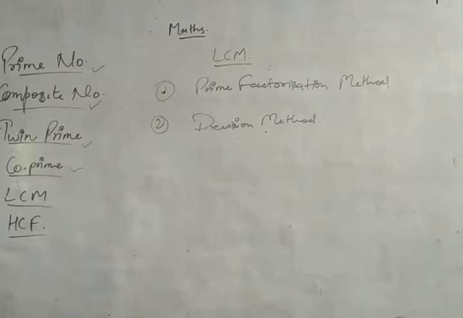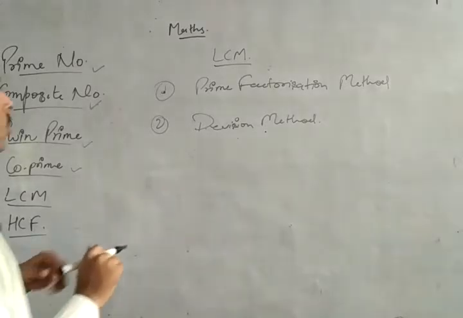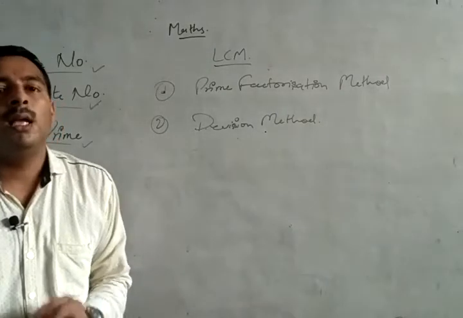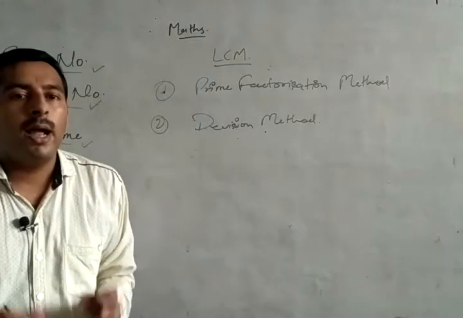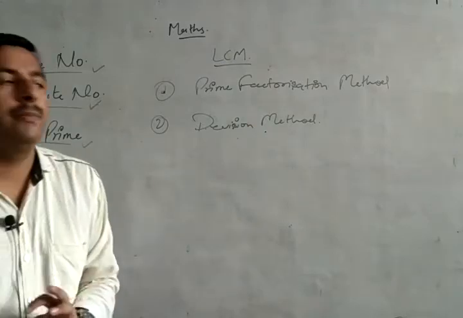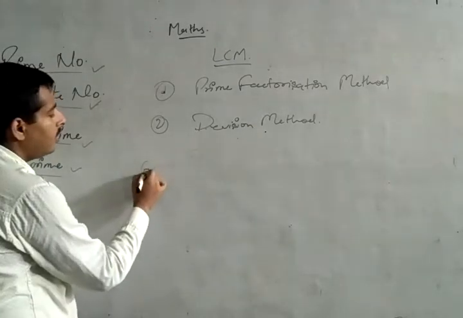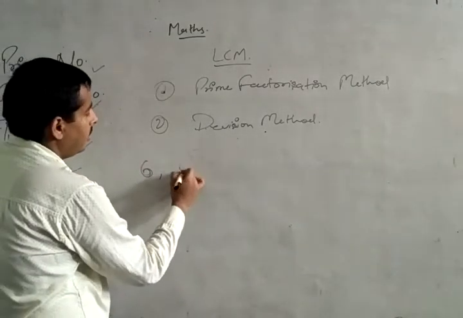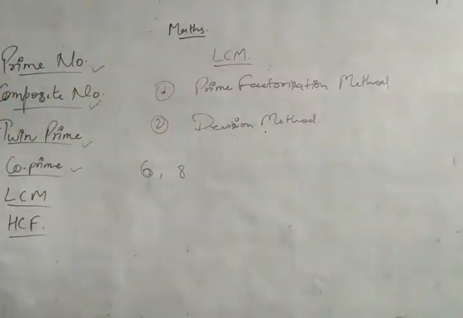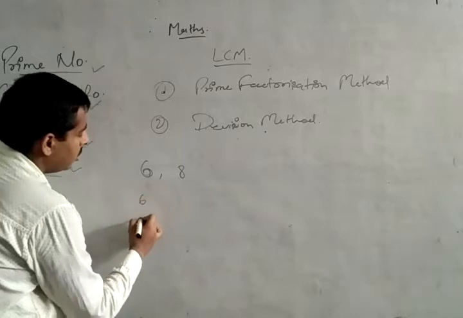Now we are going to study what is LCM and how we can calculate LCM. LCM is known as lowest common multiple, means that number which is a multiple of two numbers and that multiple should be minimum. Let us take two numbers, 6 and 8. Now we have to find which is the number which is a multiple of both these numbers. We have to write the multiples of both 6 and 8.